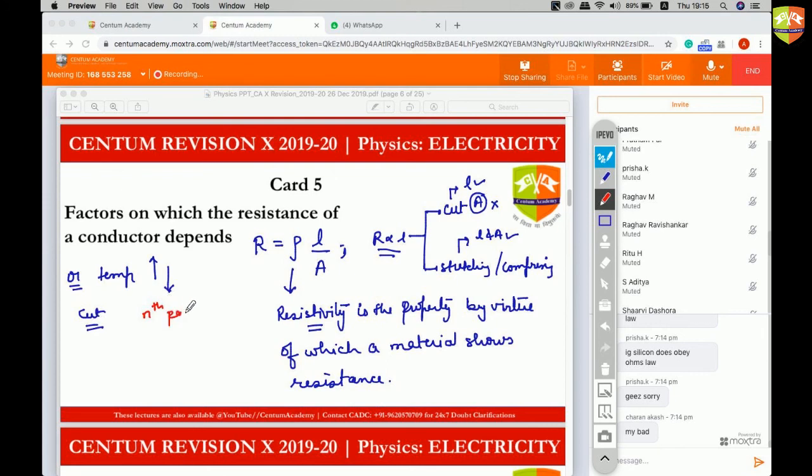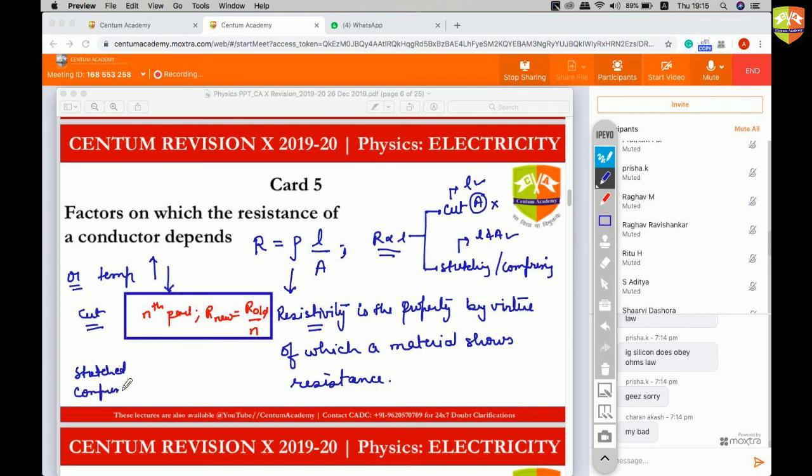When you cut, you only vary length, area remains as it is. When you stretch or compress, both length and area will vary. When we talk about cutting, if a wire is cut into n parts, R new will be equal to R old by n. I'm quickly passing through this because this is what we have always discussed in the class, and the proofs have been done. So I am just writing the points to be pondered by you.